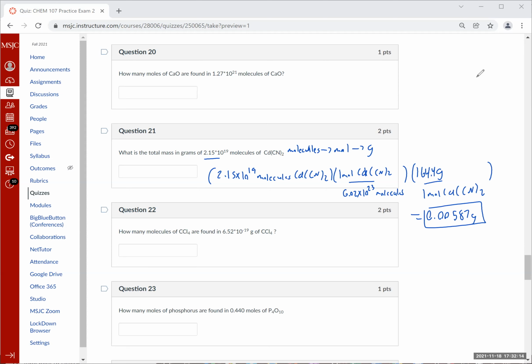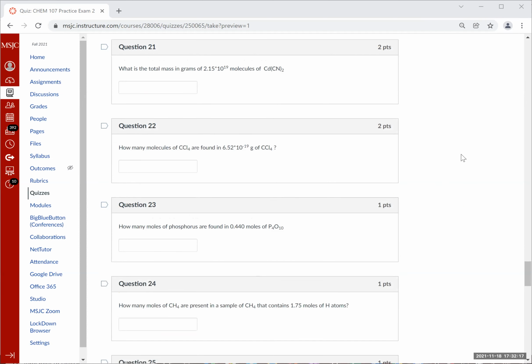Okay, so let's move on to another problem. In this case, we're asked how many molecules are found in 6.52 times 10 to the negative 19th grams of carbon tetrachloride. So in this case, we're trying to go from the grams of carbon tetrachloride to the moles of carbon tetrachloride, and then to the molecules. So in 6.52 times 10 to the negative 19th grams of carbon tetrachloride, what is the molar mass? In 1 mole of carbon tetrachloride, we have how many grams?